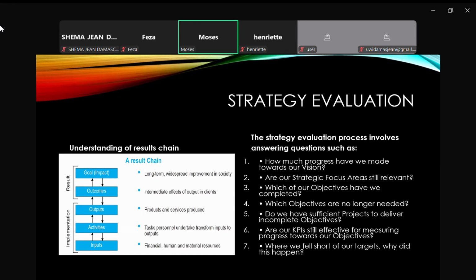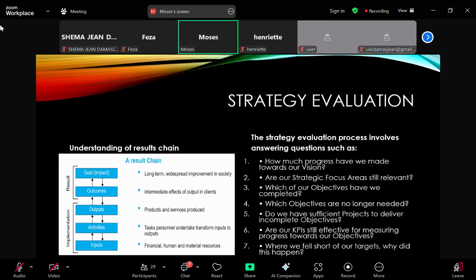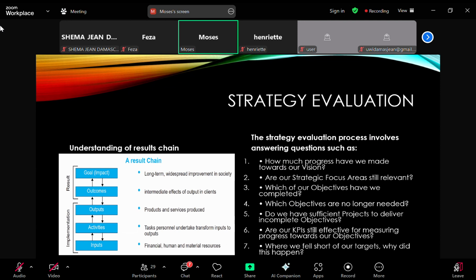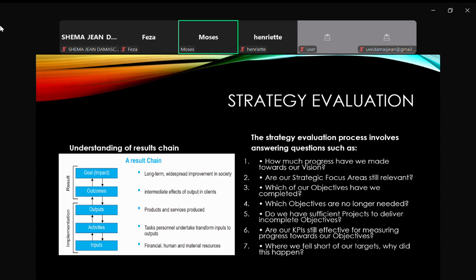Now we have something we call the results chain, and the results chain is a simple model. It is a model that requires that you check whether a strategy has achieved the impact that you wanted it to achieve. You must have determined the desired impact at the beginning. So whatever you have achieved, whatever you have done, did it achieve what you wanted to achieve?